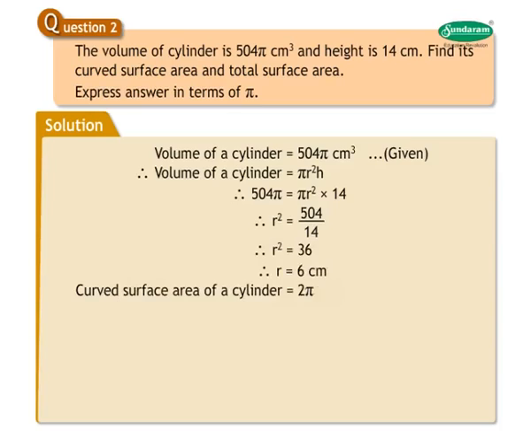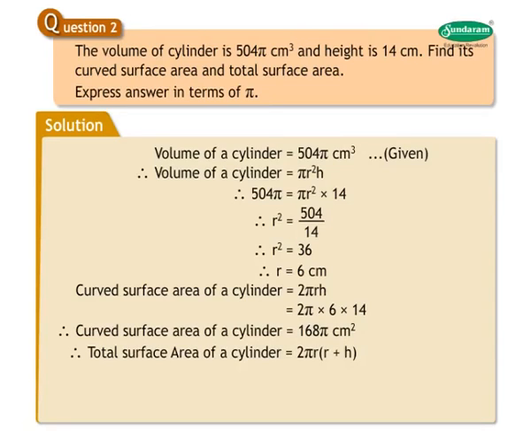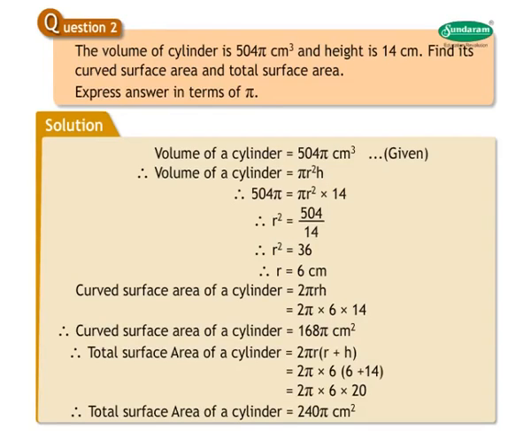Curved surface area of a cylinder is equal to 2 pi r h. By substituting the values, we get 2 pi into 6 into 14. Therefore, curved surface area of the cylinder is equal to 168 pi square centimeters. Therefore, total surface area of the cylinder is equal to 2 pi r in bracket r plus h. By substituting the values, we get 2 pi into 6 in bracket 6 plus 14, which is equal to 2 pi into 6 into 20. Therefore, total surface area of cylinder is equal to 240 pi square centimeters.